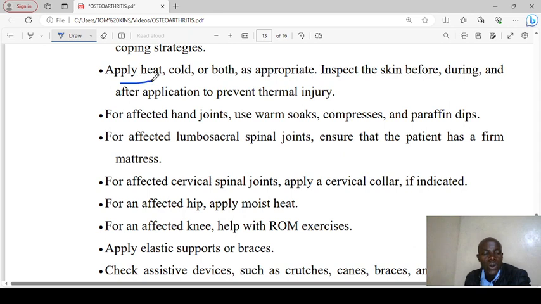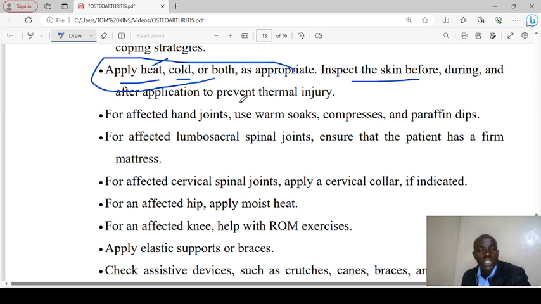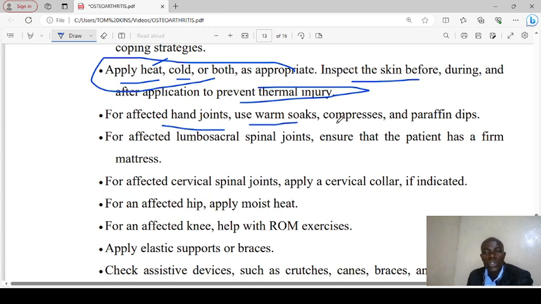You can apply hot. So you apply heat so as to improve circulation. You apply cold so as to numb the area. There are instances where you're going to use both of them. Okay, so remember to inspect the skin before, during, and after application to prevent thermal injury. For affected hand joints, you need to use warm socks, compresses, and paraffin dips.